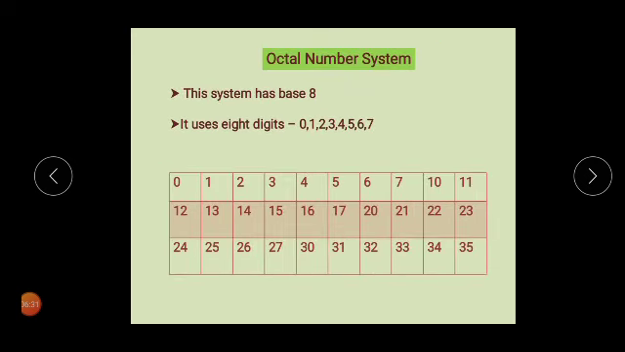Then we have another number system, which is the octal number system, which uses digits from 0 to 7. That is, it has 8 digits and hence its base is 8. So here, how do we write? We write from 0 to 7. After that we go to the next digit, that is 10, then 11. Like that we write numbers in the octal number system.